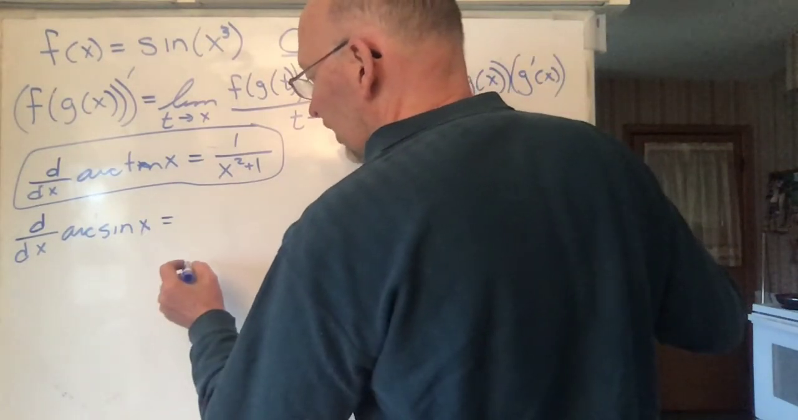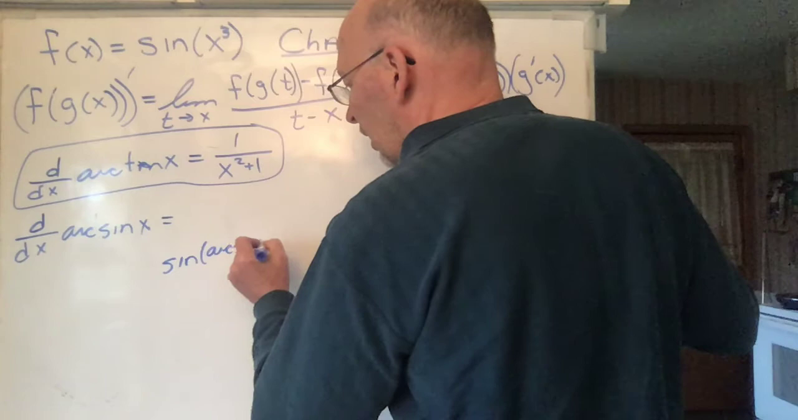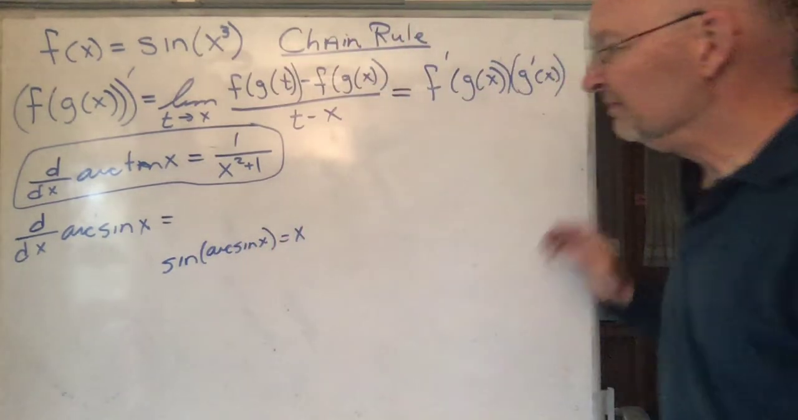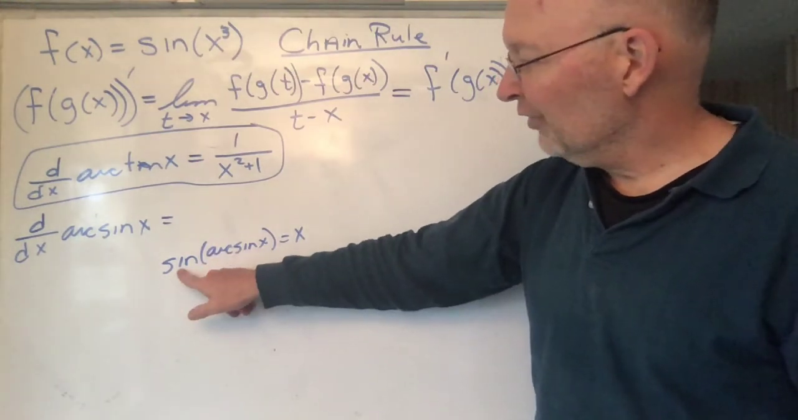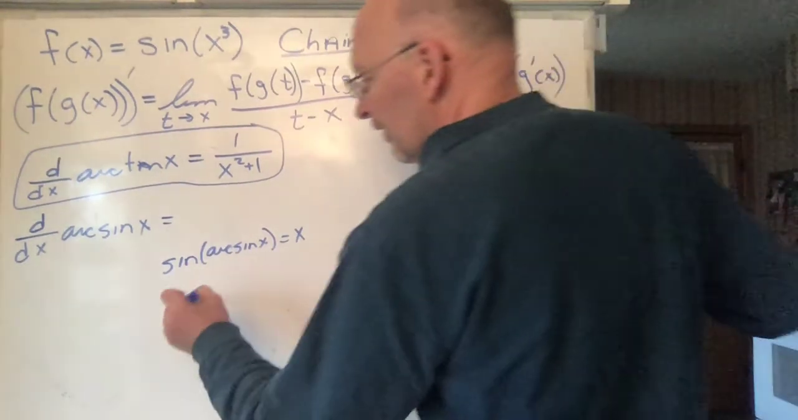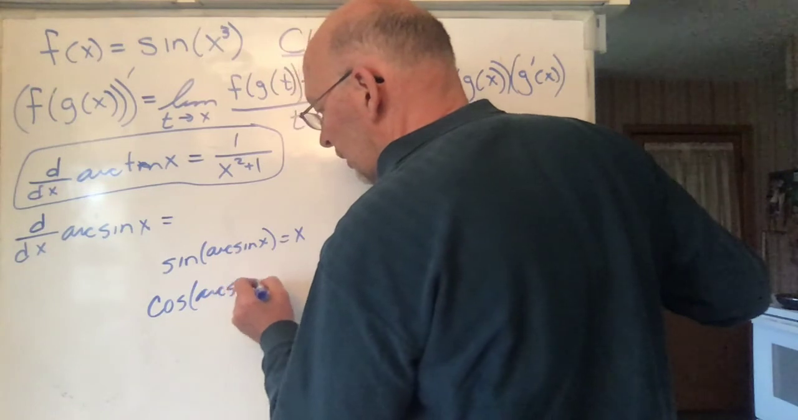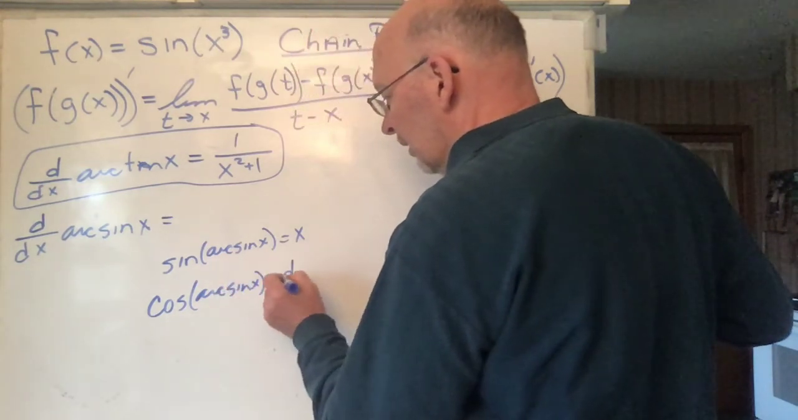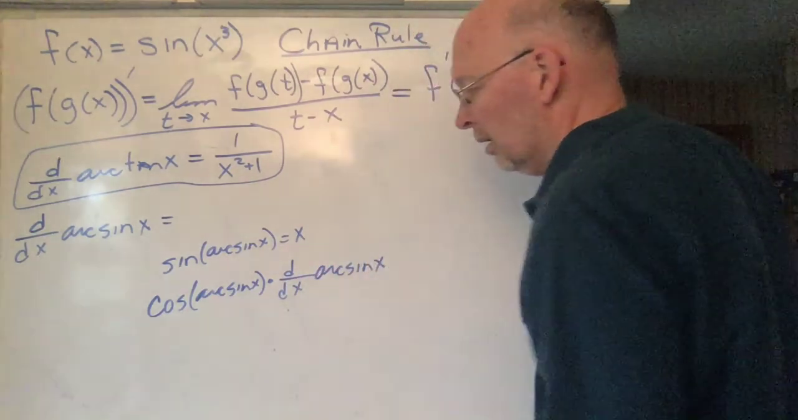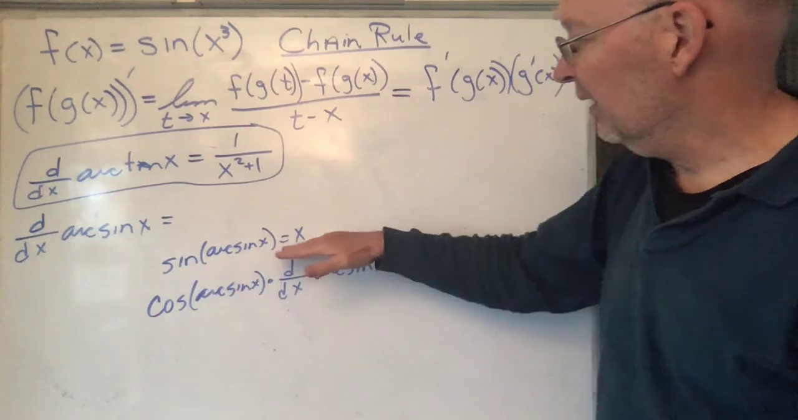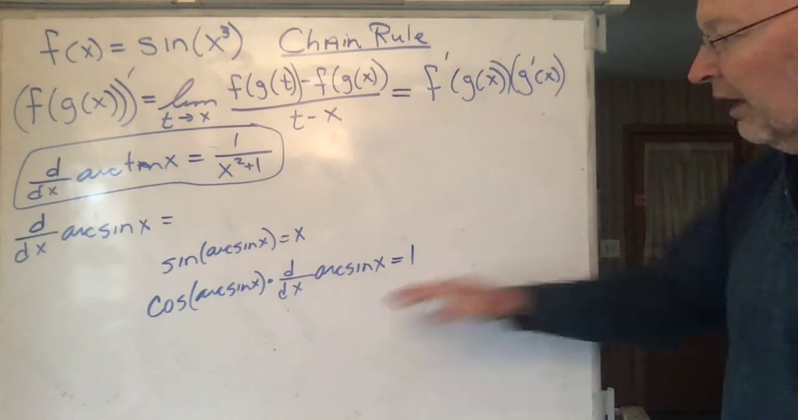We're going to start off by saying the sine of the arcsine of x is equal to x. Okay, they undo each other. Now I take the derivative of both sides. What's the derivative of the sine of anything? The derivative of the sine is the cosine of that thing, times the derivative of the inside, so there's the derivative of the left-hand side. Now what's the derivative of x? That's just 1.